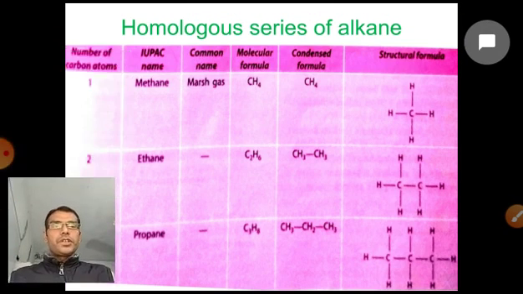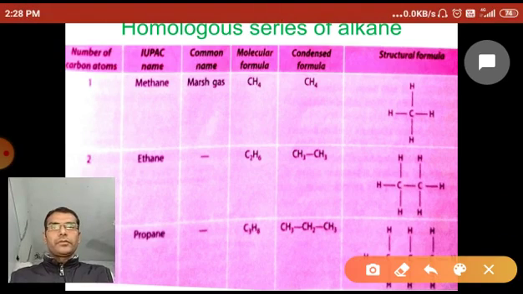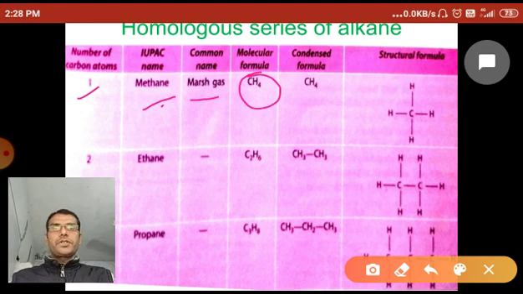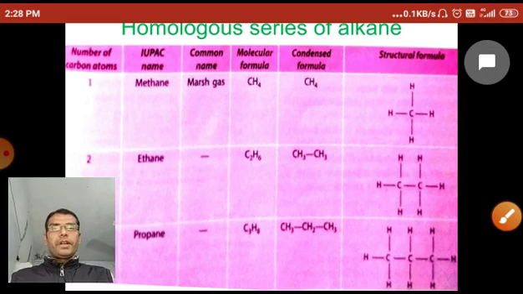Now the homologous series of the alkanes. If the number of carbon is 1, then the IUPAC name of the alkane is methane. It is also called marsh gas. The molecular formula of methane is CH4, the condensed formula is CH4, and the structural formula has 1 carbon and 4 hydrogens.